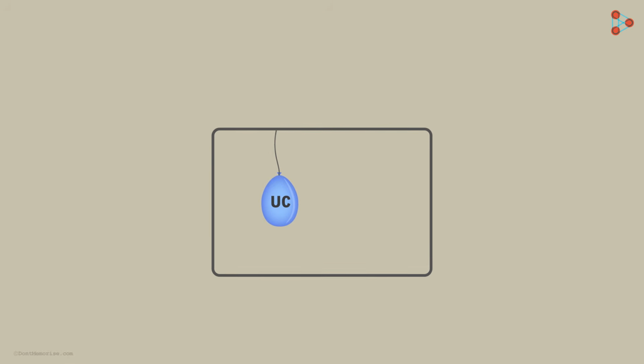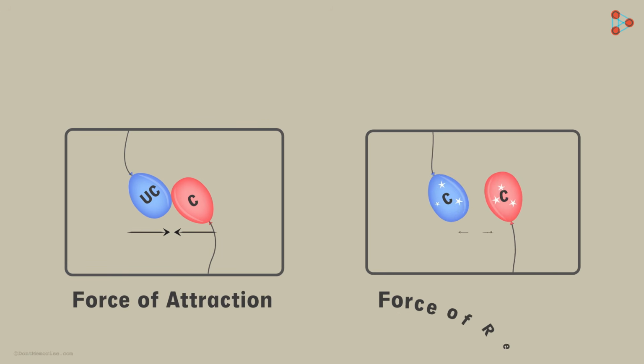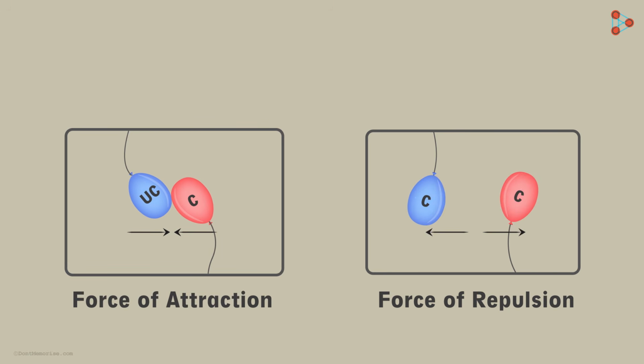What can we conclude from these two experiments? In the first case, there was a force of attraction between the charged and the uncharged body. And in the second case, there was a force of repulsion between both the charged bodies. In fact, whenever we rub two bodies together, both of them acquire charge. Then this charge attracts or repels other charged or uncharged bodies when brought near them.